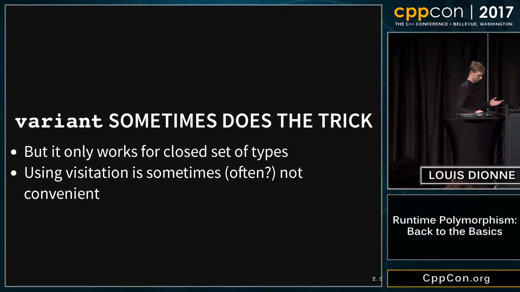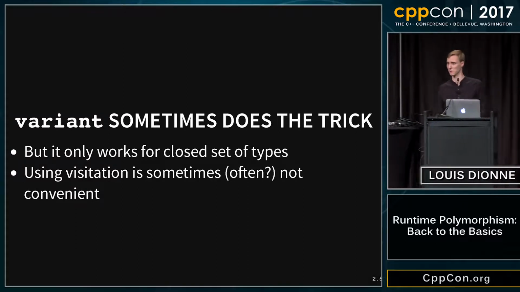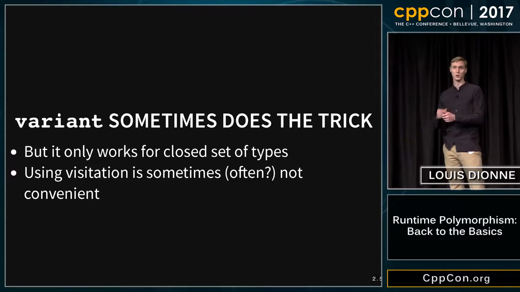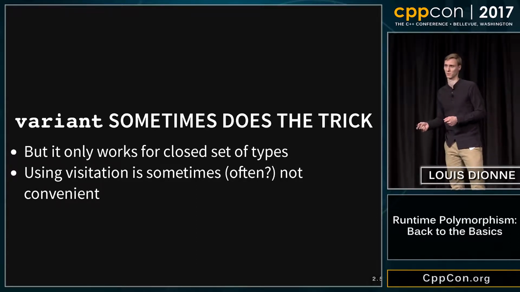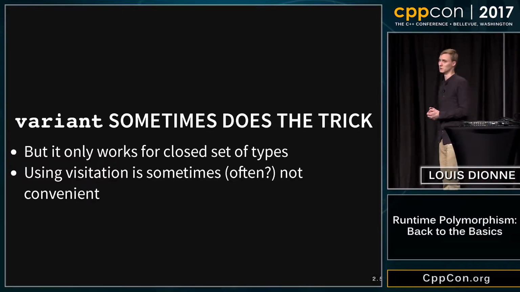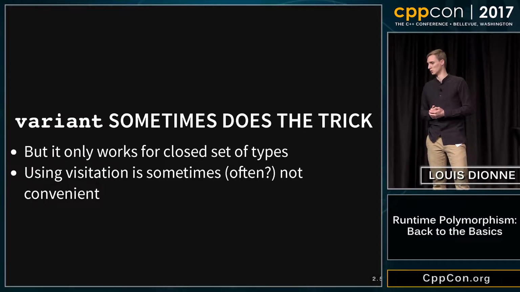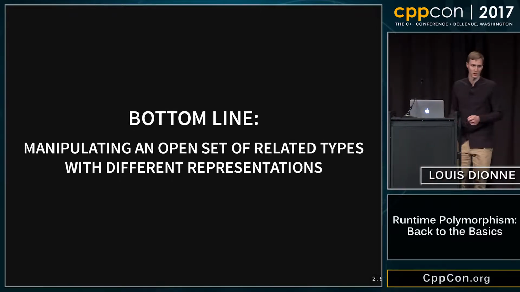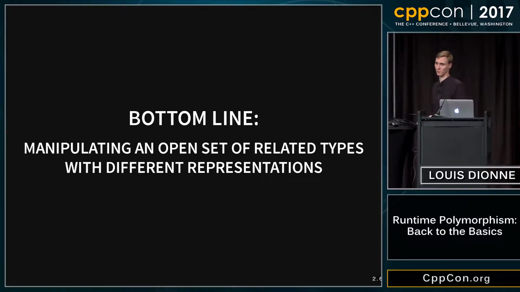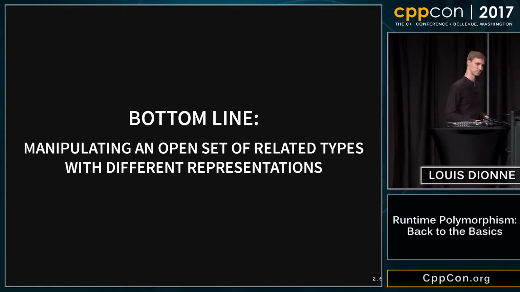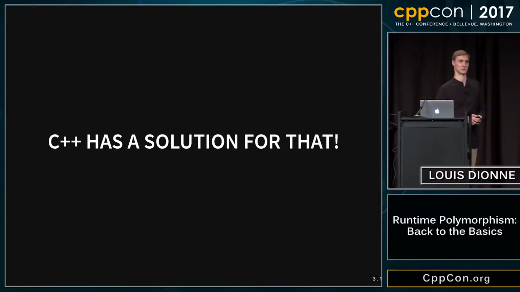And sometimes variant does the trick, right? Sometimes it's enough, but it only works when you have a closed set of types, and when you know all of your types in advance, when you can name them, when it's convenient to name them. Which is not always the case, right? And it's also not always convenient to use a visitation-based approach. So when that's not the case, when you have an open set of types, you want to use runtime polymorphism as we usually understand it. And obviously, C++ has a solution for that.